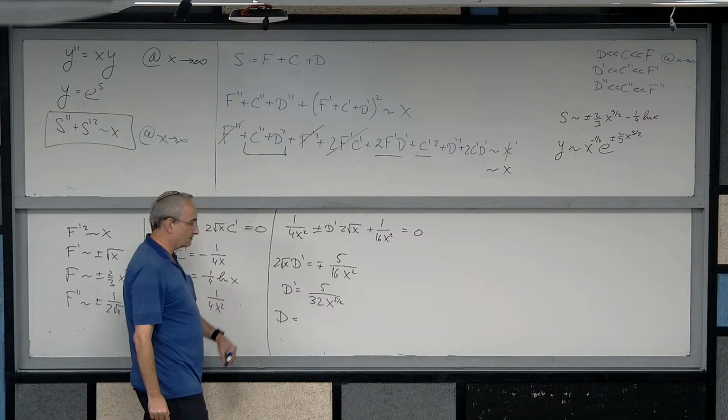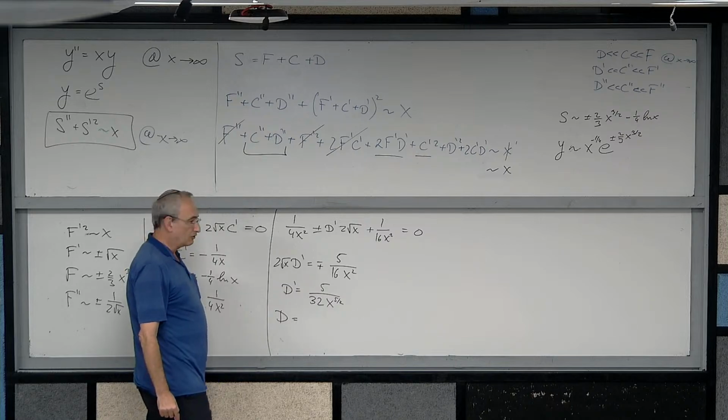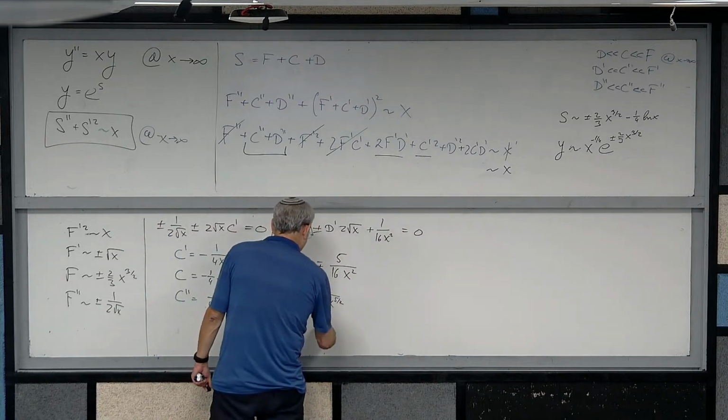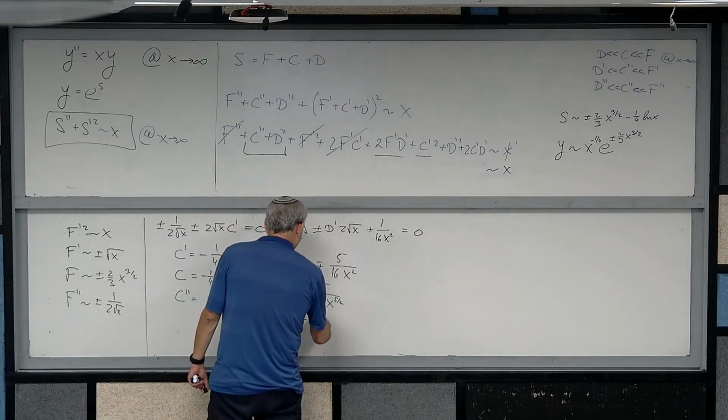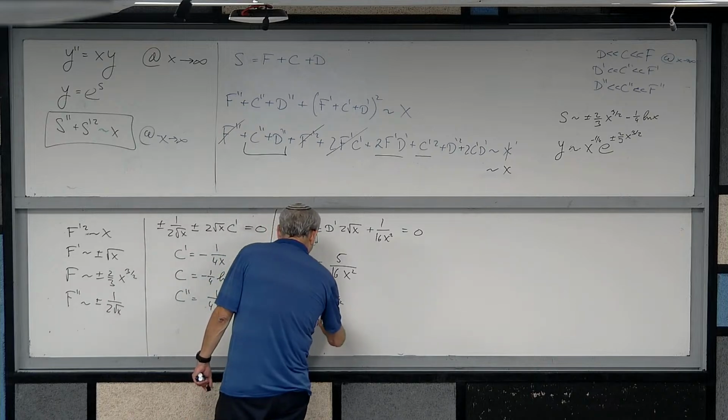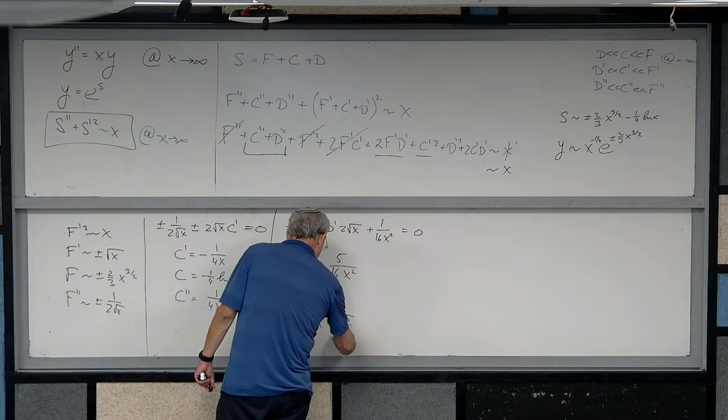I have to integrate that. Right, so what's the integral of x to the 5/2? Minus 5/2. Right, it's minus 2/3, right? x to the minus 3/2 times 5 over 32.